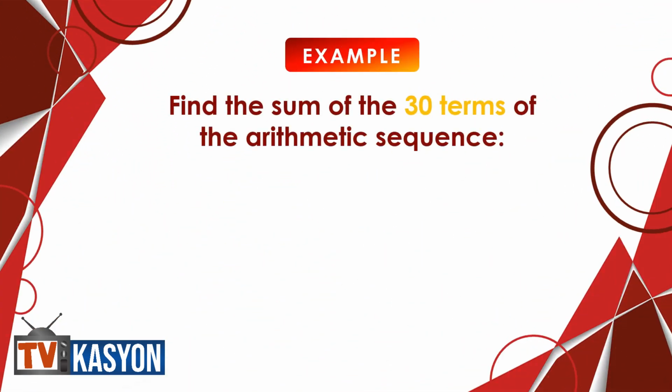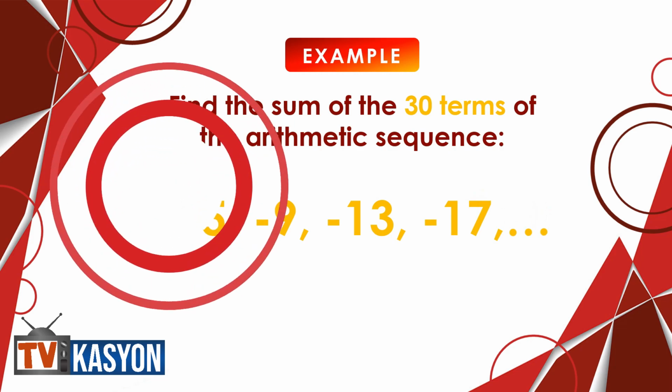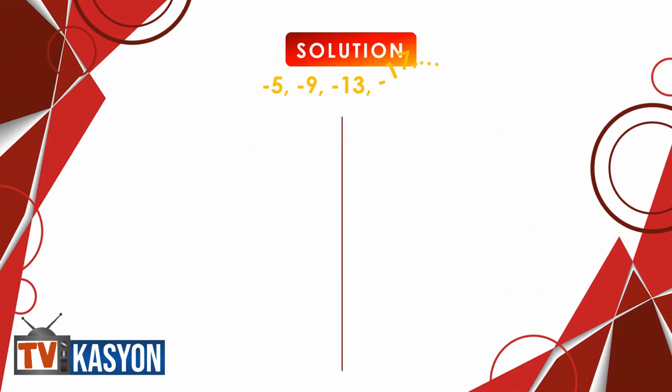Find the sum of the first 30 terms of the arithmetic sequence -5, -9, -13, -17. How are we going to do this? You're right. We have to go over the two-step guide. For step 1, we need to identify the values of n, a sub 1, and d.